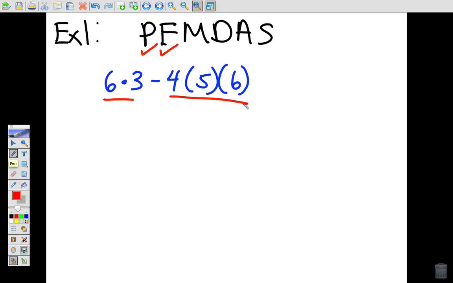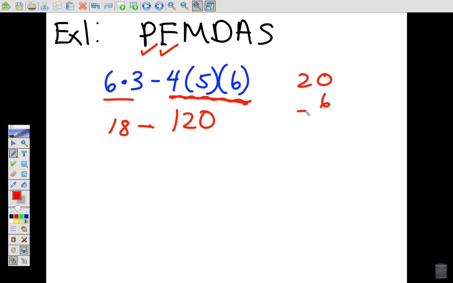So 6 times 3 is 18 minus, now take 4 times 5 times 6, and just multiply them in order. The order you multiply doesn't make a difference, so even if you want to take 4 times 6 and then that times 5, you could. I'm just going to go in order. 4 times 5 is 20, and 20 times 6 is 120, so minus 120. Let me check that. 20 times 6, yep. Now take 18 minus 120.